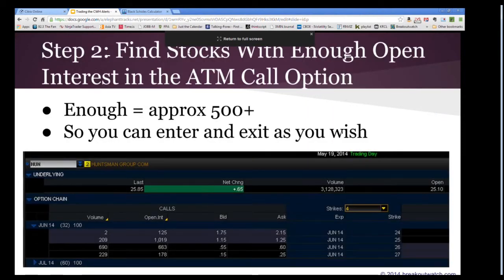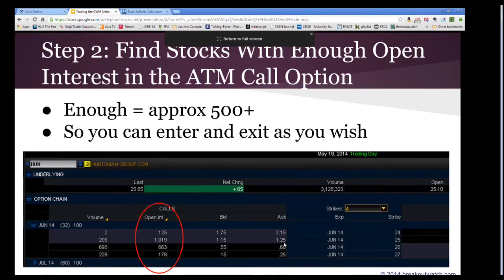Now, the other thing I do is I want to find the stocks that have enough open interest in the ATM call option. What I mean by that, this is TOS. This is that stock we're looking at, $25. So I'm going to be looking at the stock at $25.85. I'm looking at the $25 strike. This open interest, I'm looking for something around 500. I have not tested that in a scientific way. It's just what I've noticed, that the best of the best seem to have at least 500. It's not a hard and fast rule, but it's where I start.